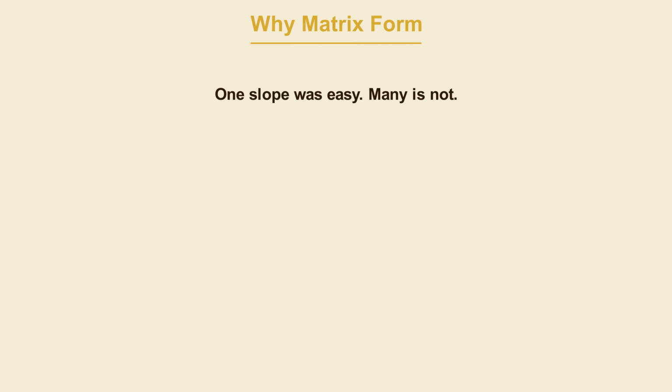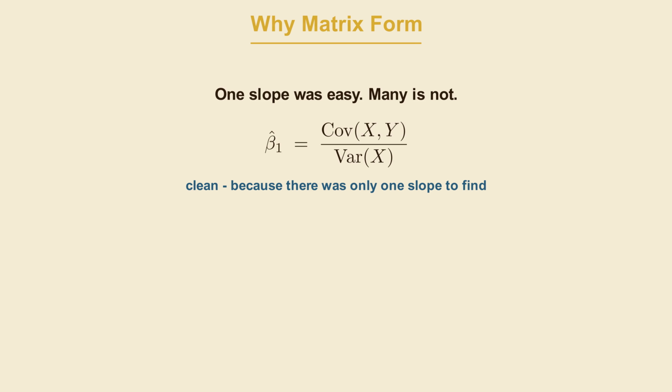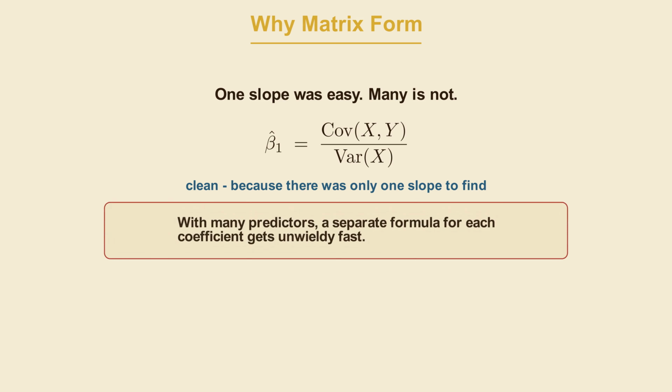Back in the OLS videos, we found the slope and intercept for a single explanatory variable. The slope was the covariance of the two variables over the variance of the explanatory one, and the intercept fell out from there. That worked out cleanly because there was only one slope to find. But once you have several explanatory variables, writing a separate scalar formula for each coefficient gets really unwieldy fast. So we need a way to write the whole thing down at once, no matter how many variables there are, and that's what matrix notation is going to give us.